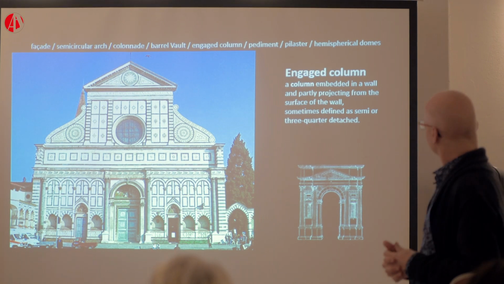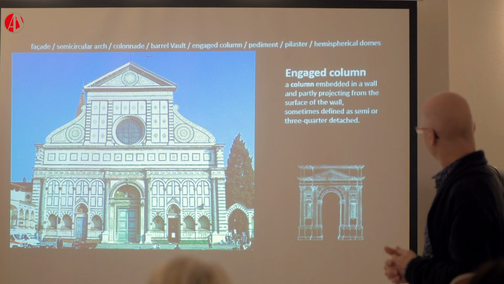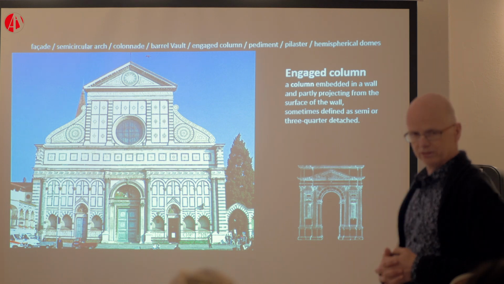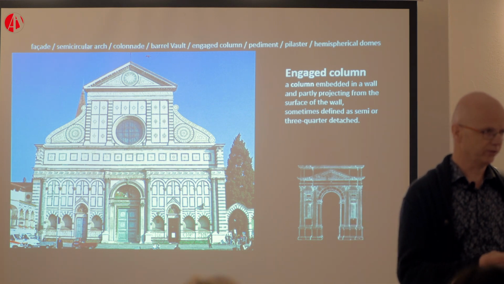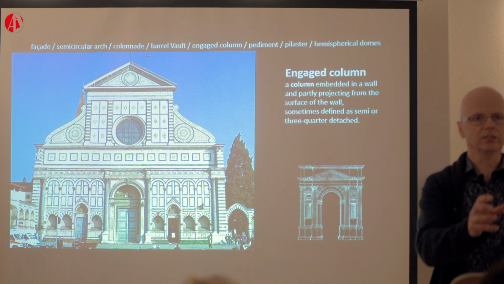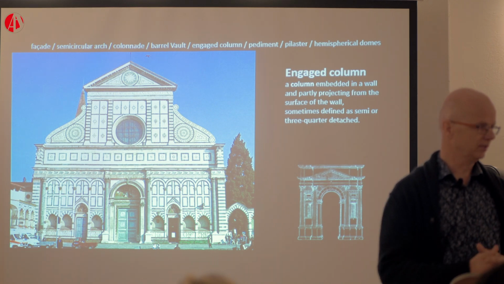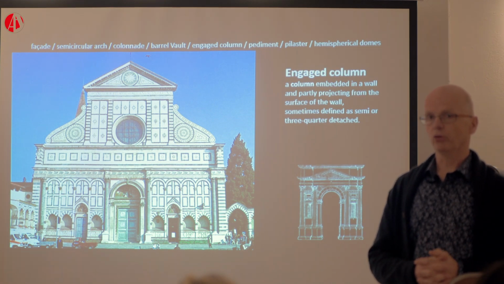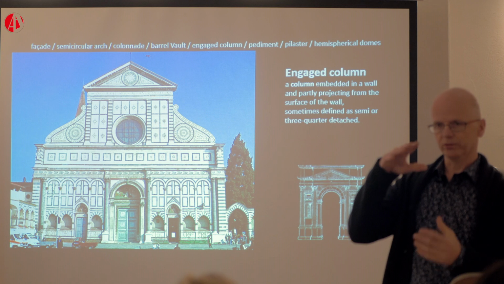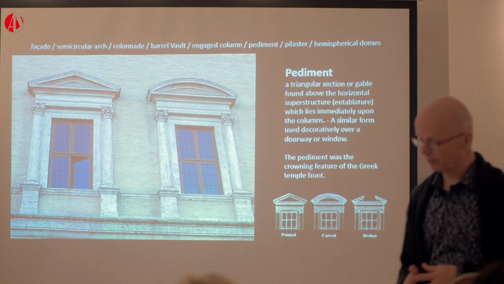And then the engaged column. That is something the Romans really used a lot. They had the columns that were freestanding, and then they had the ones that were engaged in the wall. When you put it in the wall, it didn't necessarily bear the load above, but it was more for decoration and symbols.